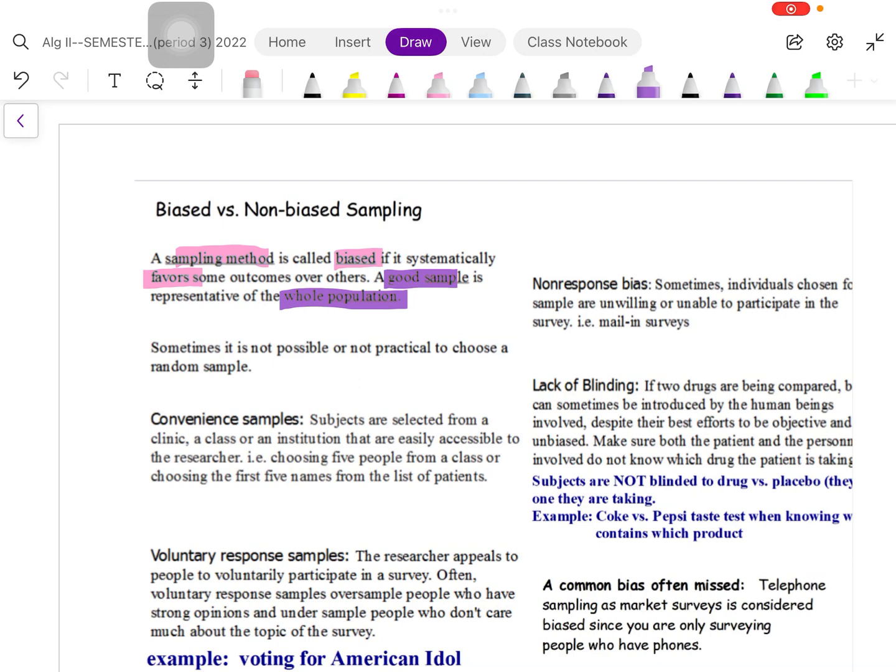Some kinds of samples that would show favoritism are, first of all, a convenience sample. That means I am just choosing people in a manner convenient to me as the data collector. For example, if I'm going to just choose people from my class, I'll just choose the first 5 names on my roster list. That is convenient to me. So that is called a convenience sample, which means it is biased.